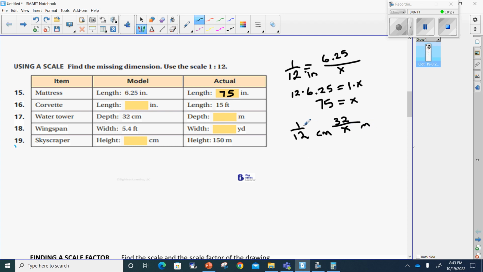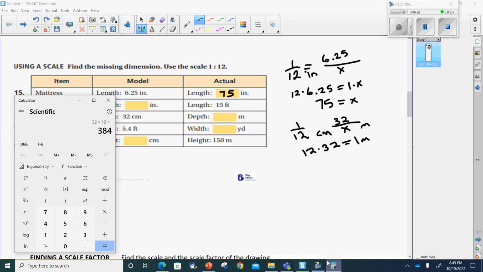When I do this, this is going to be 12 times 32 is going to equal 1 meter. All right, when I take 12 times 32, 32 times 12 is 384.